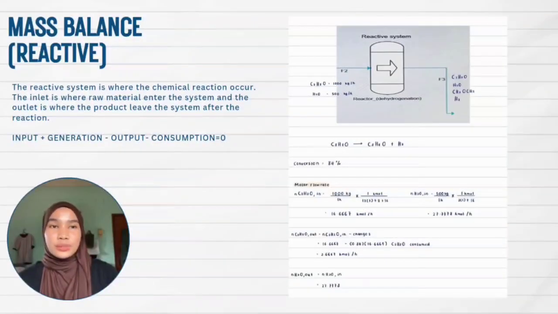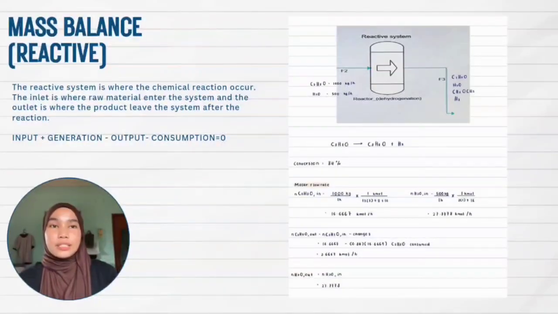My name is Nurin Darusha, and I'm going to explain about the reactive system where a chemical reaction takes place. To calculate the mass balance for this system, we assume that only 84% of isopropyl alcohol is converted to produce acetone. First, we take the mass flow rate at the outlet of the non-reactive system as the inlet value for the reactive system, because both systems are positioned next to each other.